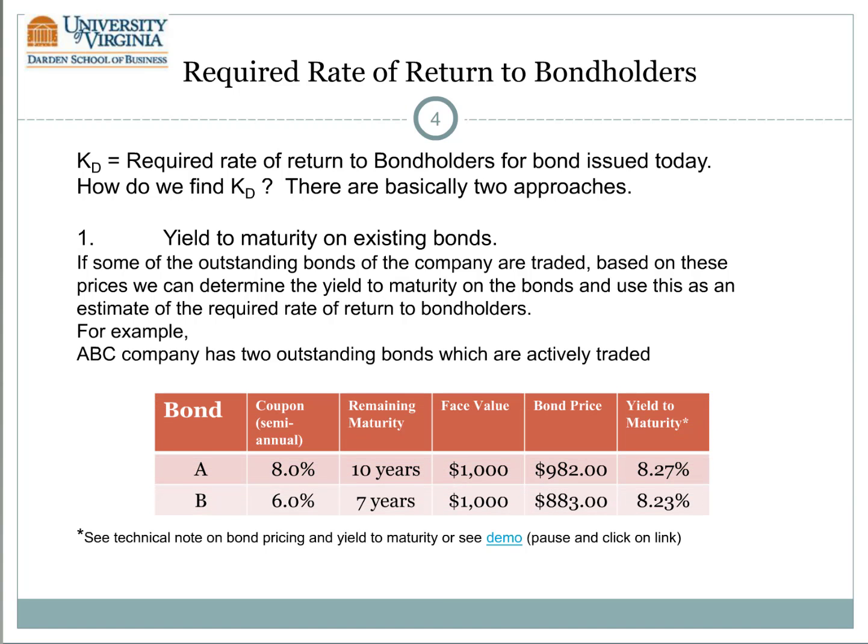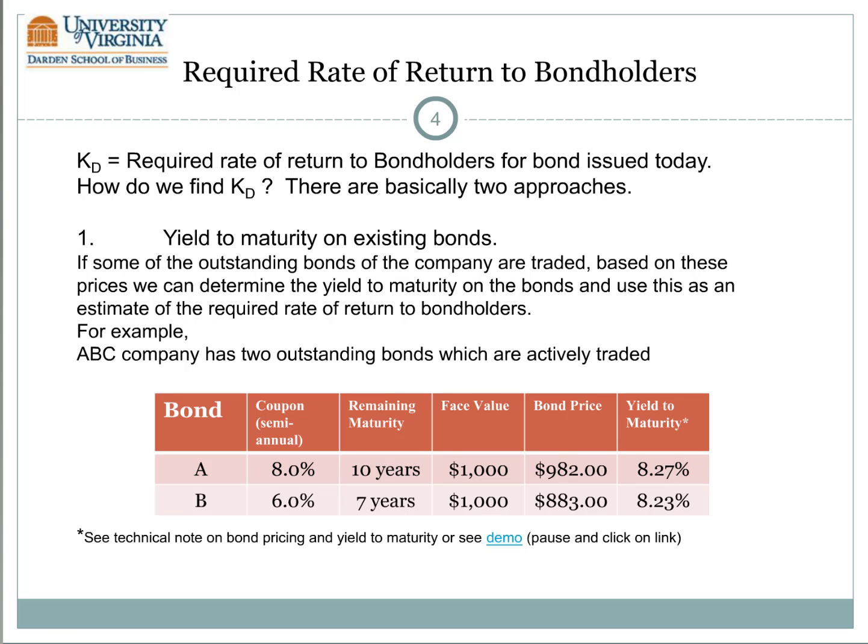Suppose that ABC Company has two outstanding bonds which are actively traded. Bond A has a coupon rate of 8% and 10 years left to maturity. It is currently trading at a price of $982 per $1,000 of face value. Bond B has a coupon rate of 6% and 7 years left to maturity. Its current price is $883 per $1,000 of face value.